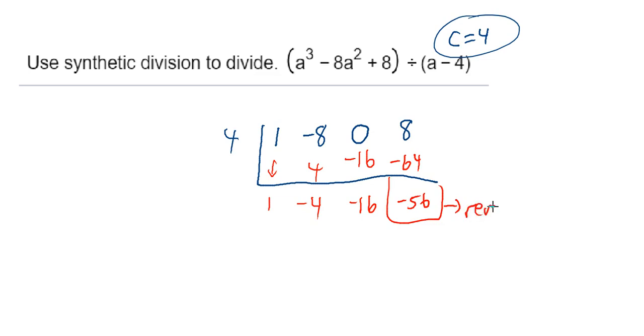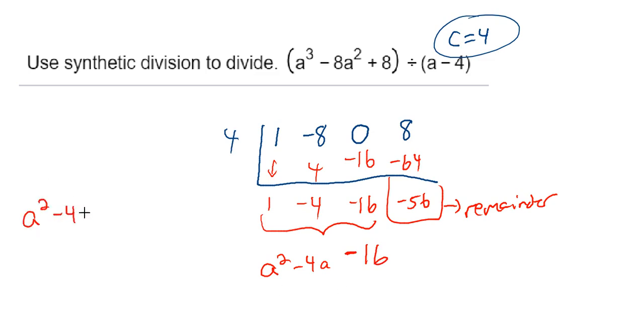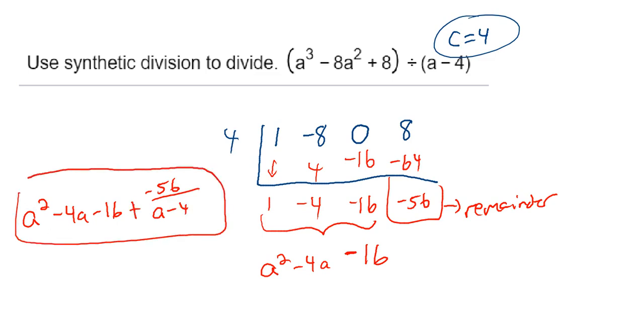All right, the remainder is negative 56, and the quotient here will be a squared minus 4a minus 16, which we, again, can write as a squared minus 4a minus 16, plus the remainder, which is negative 56, over the divisor, which is a minus 4. All right. And so that would be the final answer there. So like I said, much faster than long division.